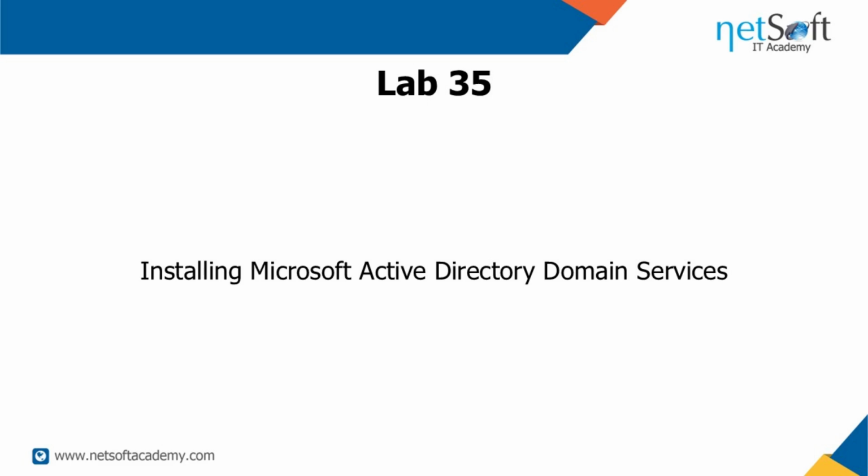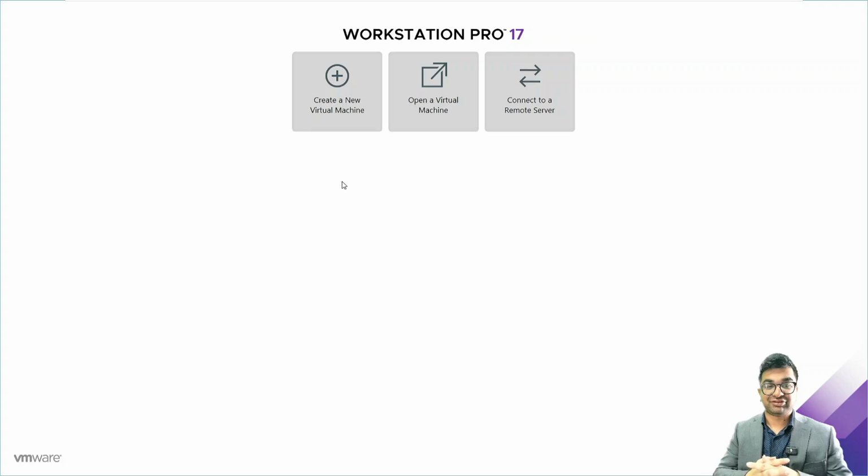So now let's start with lab number 35. In lab number 35, we are going to create our second infrastructure titled netsoftacademy.com. Remember the send and receive connectors that we were creating earlier. Now this is where we are going to create our entire new infrastructure that is identical to this.